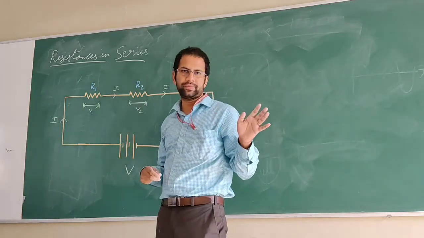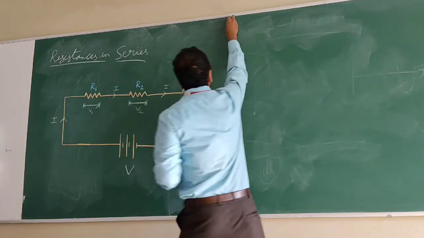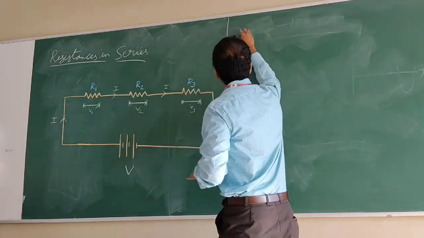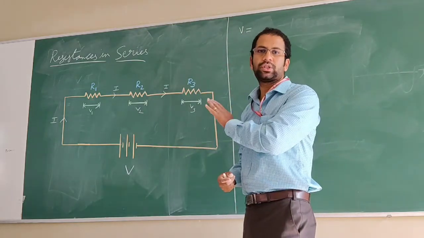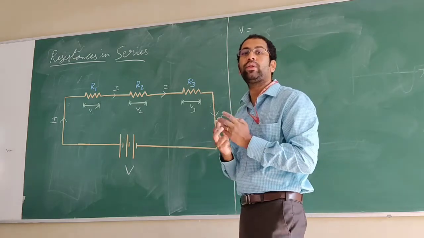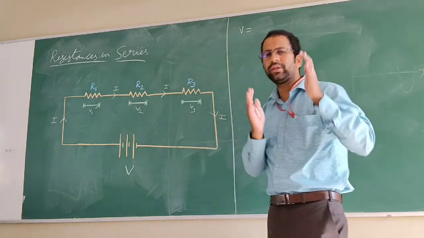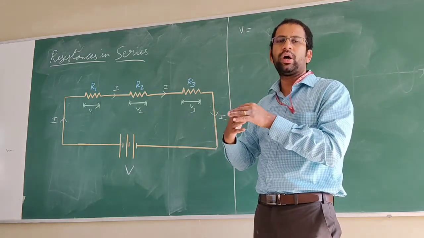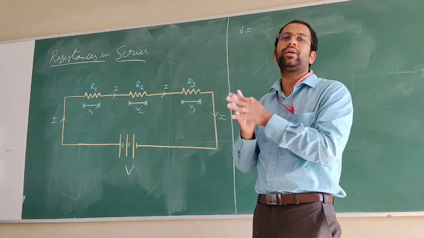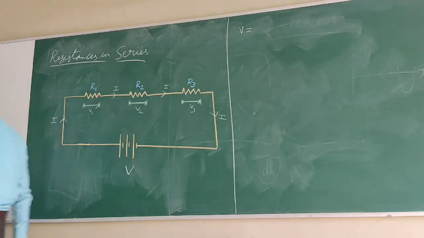Voltage will vary. What we see here is that the total voltage V is the sum of each voltage. Again, we have to apply the superposition theorem. Superposition theorem means the individual input values will be equal to the total combined output values. Here we have to apply the superposition principle.